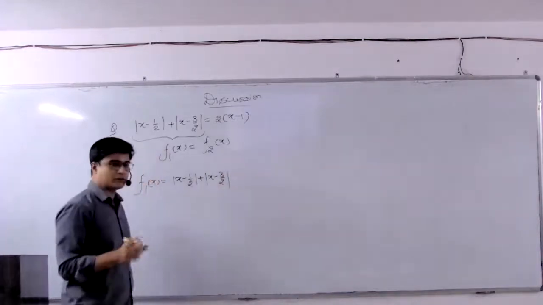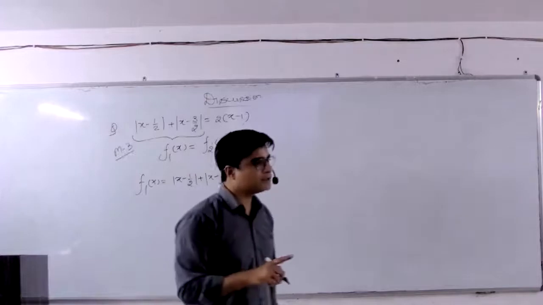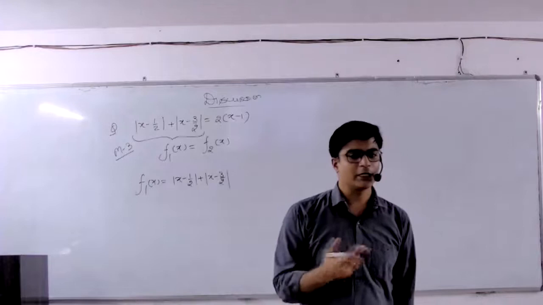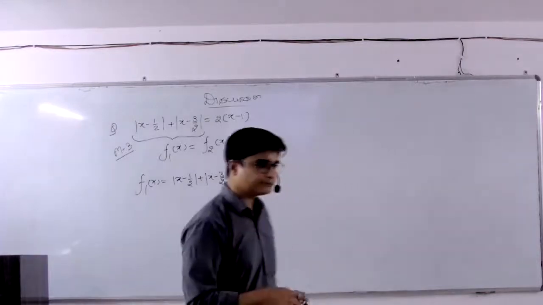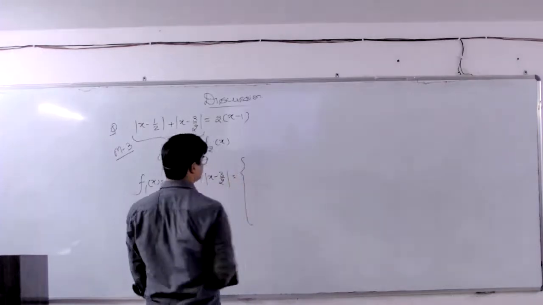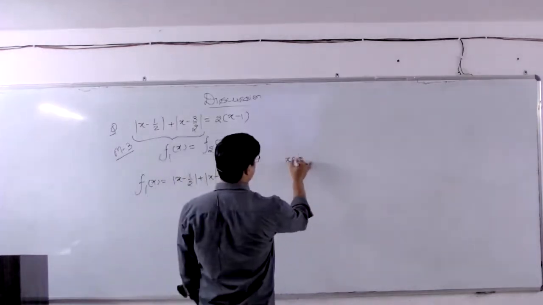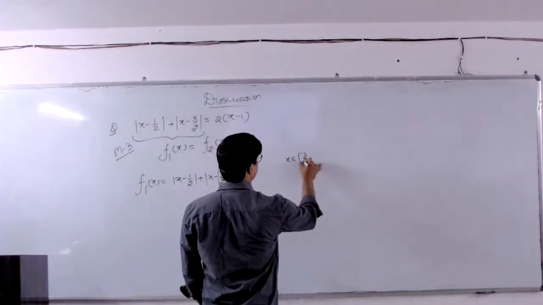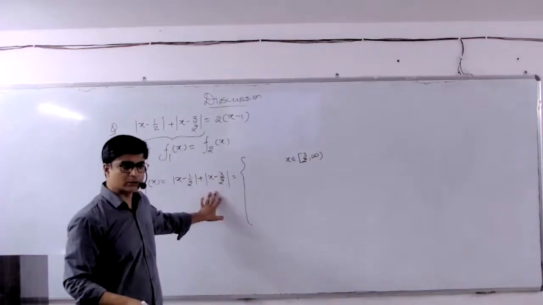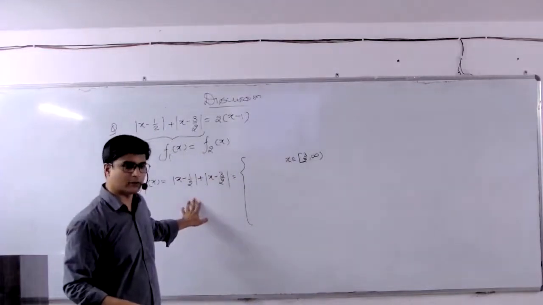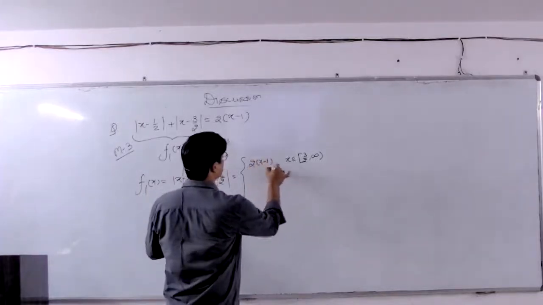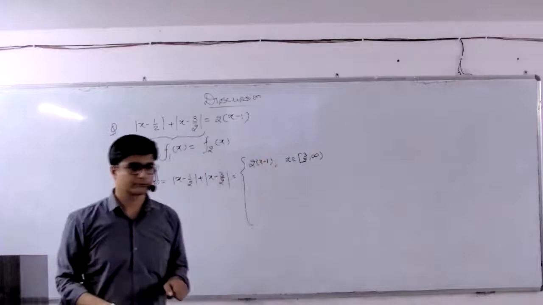Okay. Now, first of all, we will define the function without the modulus sign. That means we will take the intervals. So, let's say x is an element of 3 by 2 to infinity. Then both are positive. So I will get 2 times x minus 1, or not? I will get 2 times x minus 1. Yes or no?